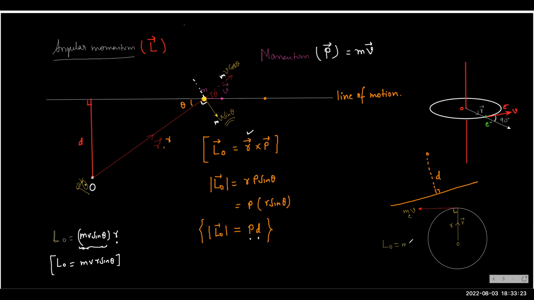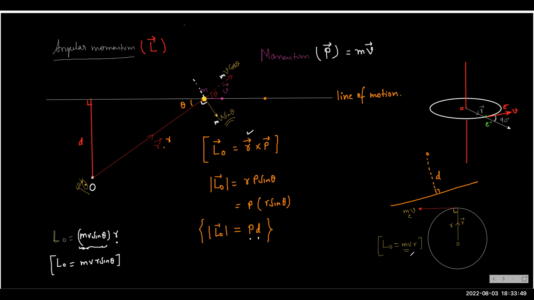MVR. Very good. So for any particle moving in a circle, the angular momentum is momentum times the perpendicular separation from the point O, which is obviously R here. And if you multiply these two, you will get the answer. Is this clear, guys? How to get the angular momentum of a particle?